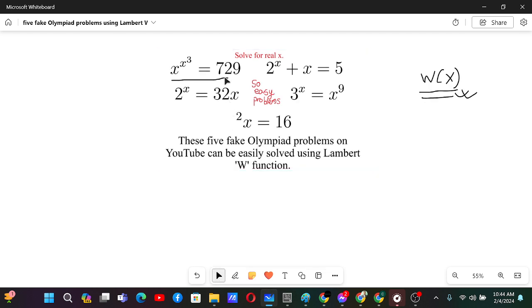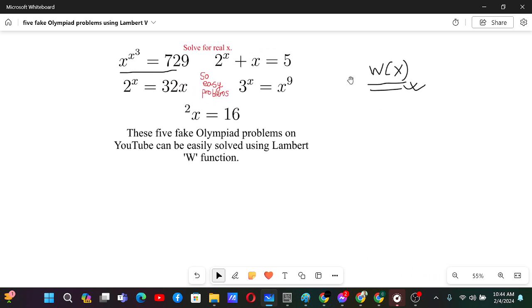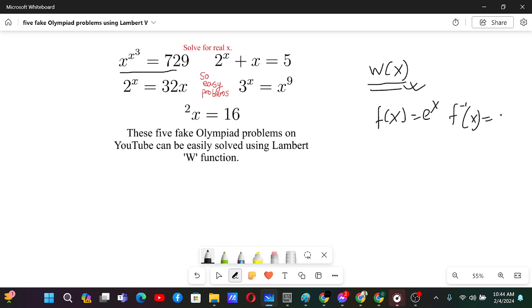After these 5 problems, I will also discuss one good problem, a comparatively easy problem from Maths Olympiad. Before we begin, it's necessary to know what the Lambert W function is. Let's say we have f(x) equals e to the power x. Our f inverse of x will be log x, and we call this the logarithm function.